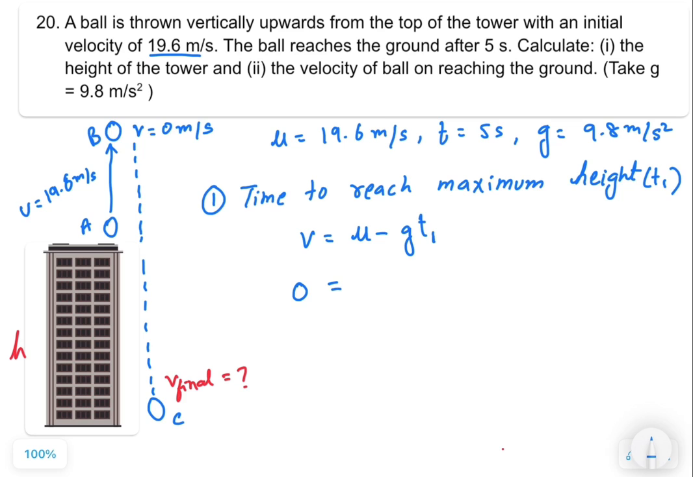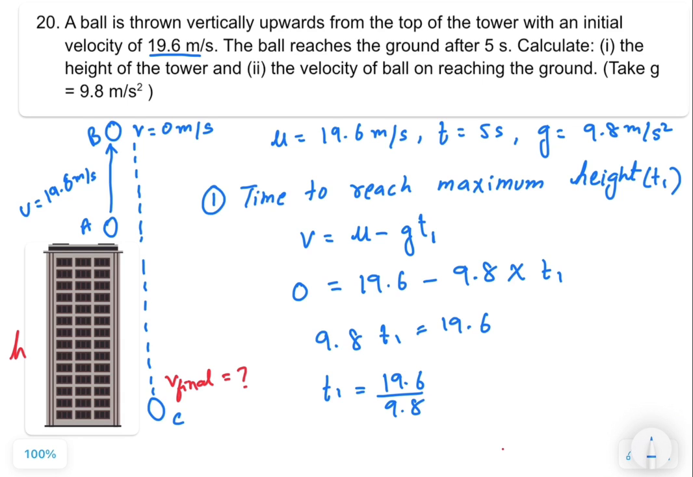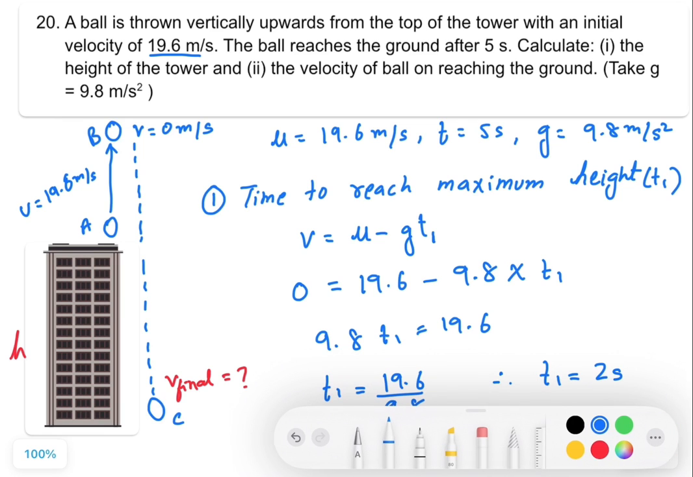u is the initial velocity. Let me substitute 19.6 minus g, g is 9.8, multiplied by t1. So 9.8 t1 is equal to 19.6. t1 would be equal to 19.6 divided by 9.8. So the time to reach the maximum height t1 is 2 seconds.